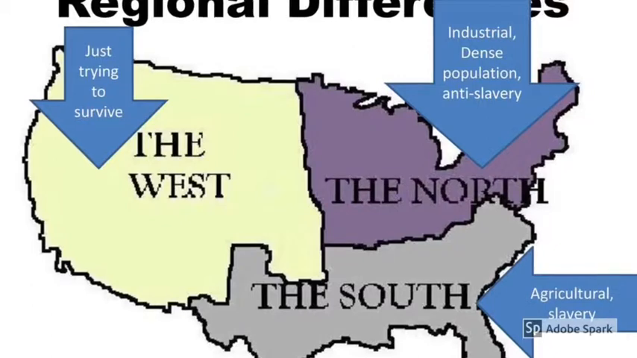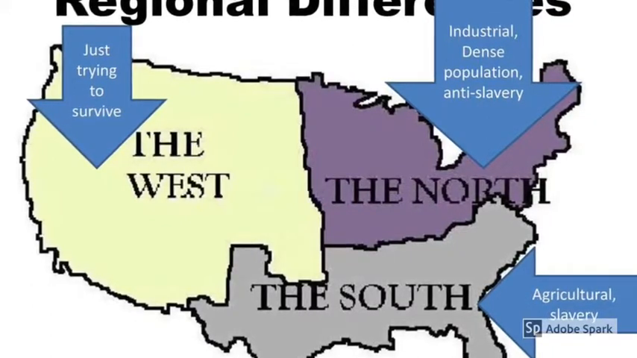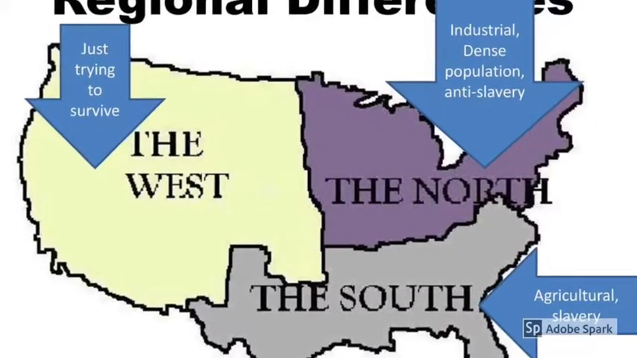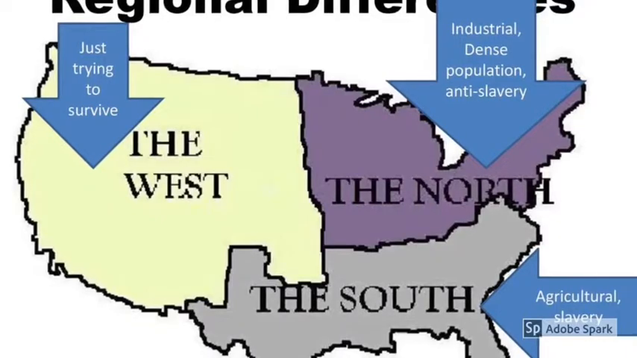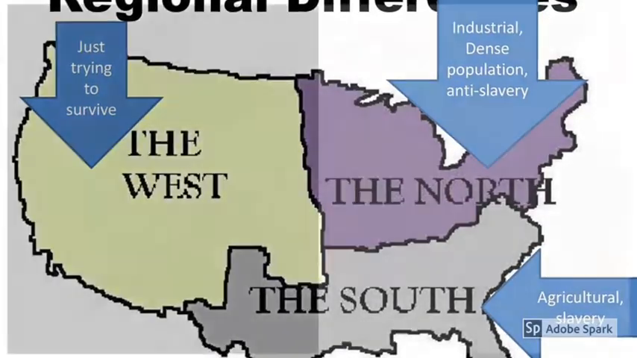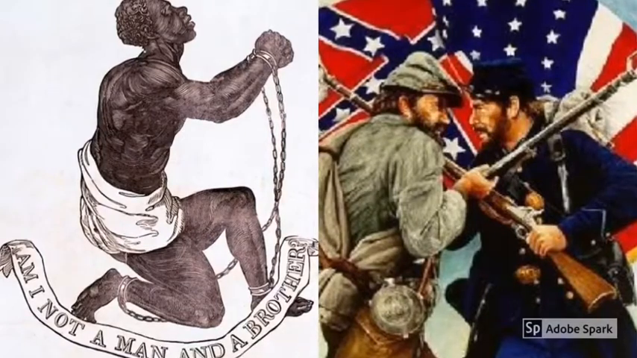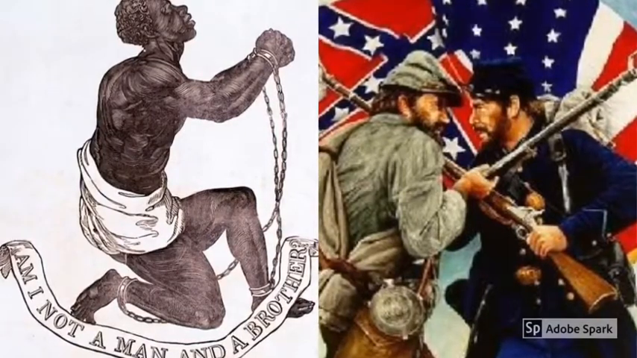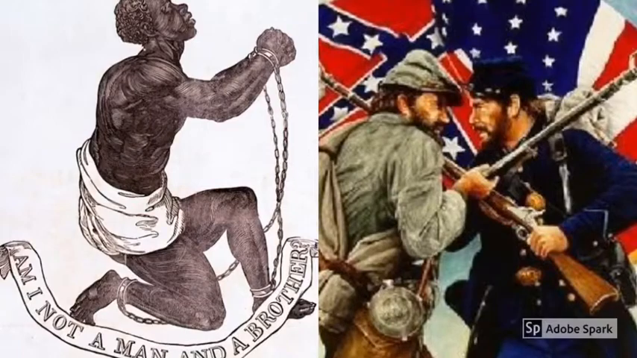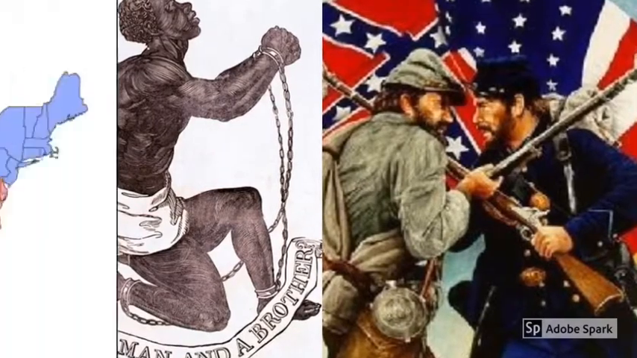It is the antebellum period, and American sectionalism is growing throughout the country, especially with the great division and tension between the North and the South. The North and the South have had a continuous tension waiting to explode over the practice of slavery in the southern states and the North's desire to abolish it.